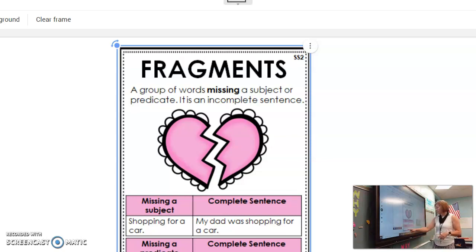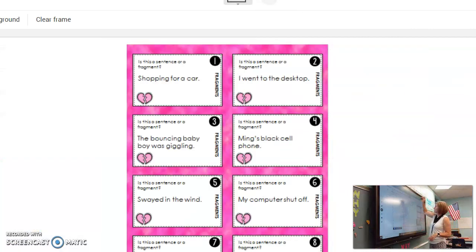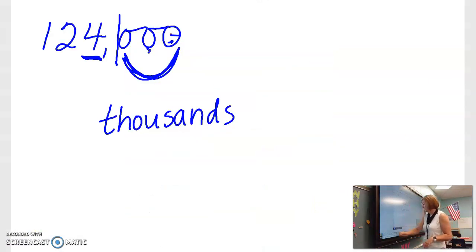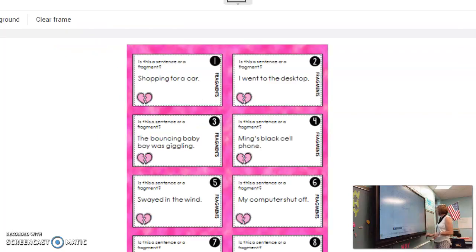Here's a missing predicate, a lawn service. What about a lawn service? We have no idea what that lawn service did. I can add the predicate, came to trim our bushes. So a lawn service came to trim our bushes is now a complete sentence. So let's look at a couple of samples. Okay, let me jump back and grab my board. Alrighty. Well, I can't find it. There we go.